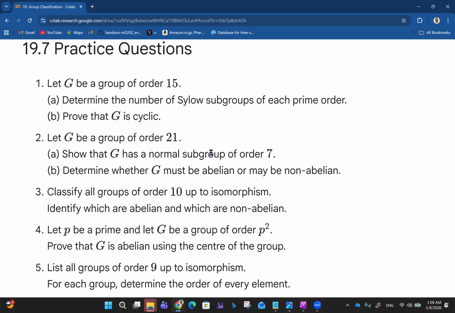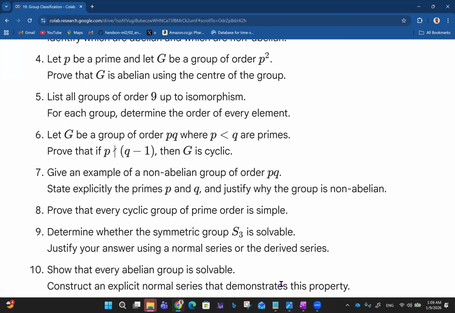Let G be a group of order 15. Determine the number of Sylow subgroups of each prime order. Of course, you have to do the whole 3 times 5 to prove that G is cyclic, and you can do all of that. So, question 5: list all groups of order 9 up to isomorphism. For each group, determine the order of every element. You can do that based on the things you've been doing.